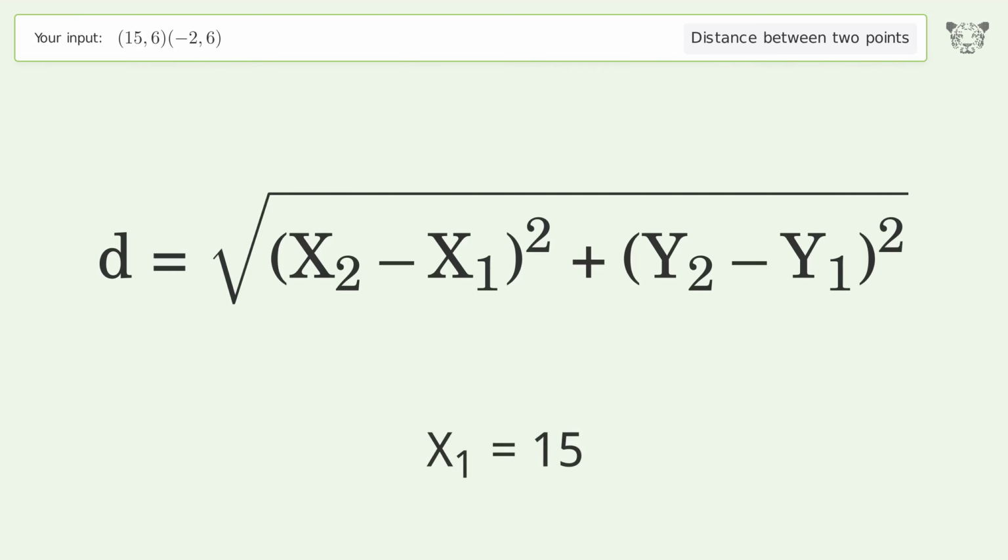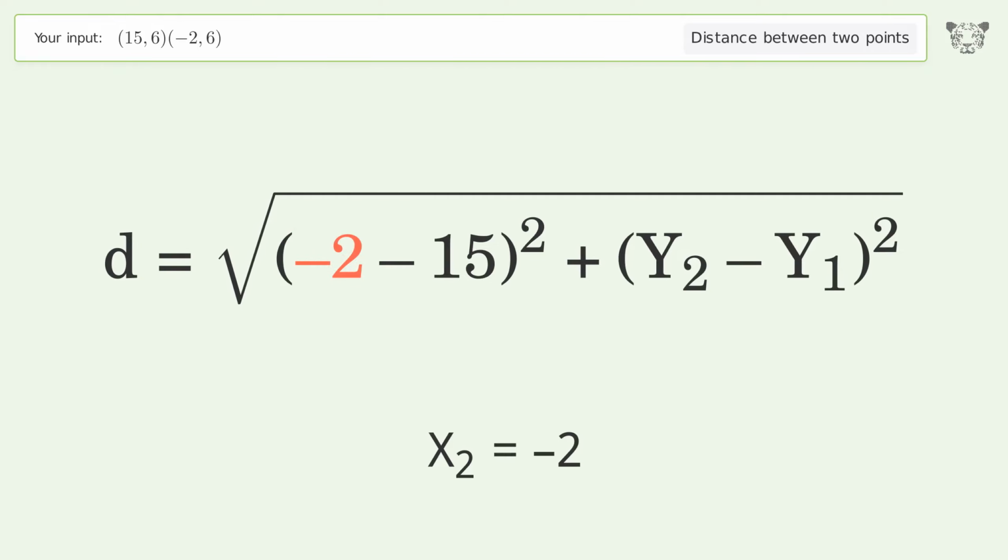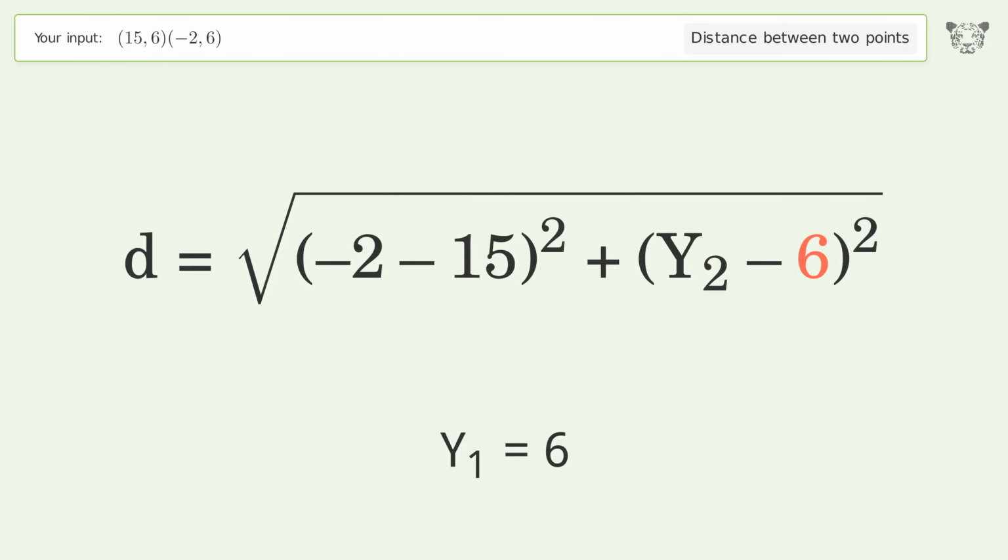x1 equals 15. x2 equals -2. y1 equals 6. y2 equals 6.